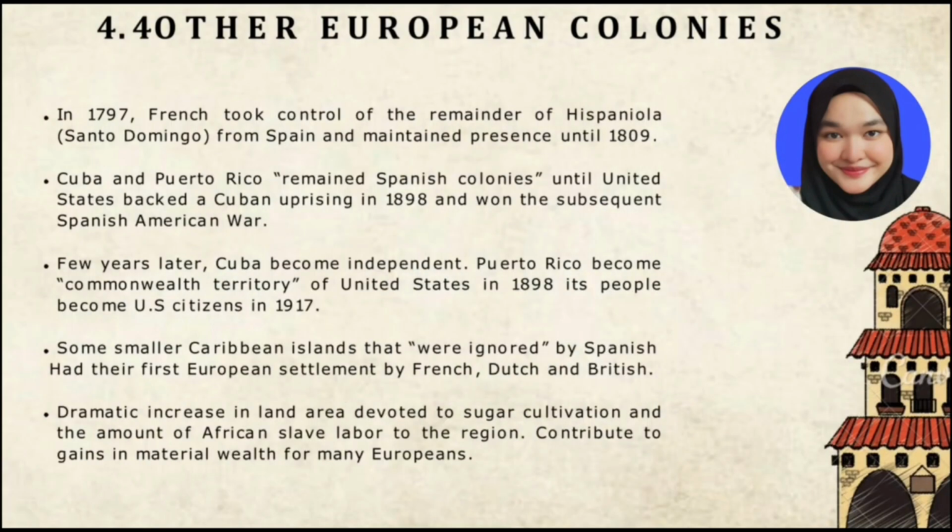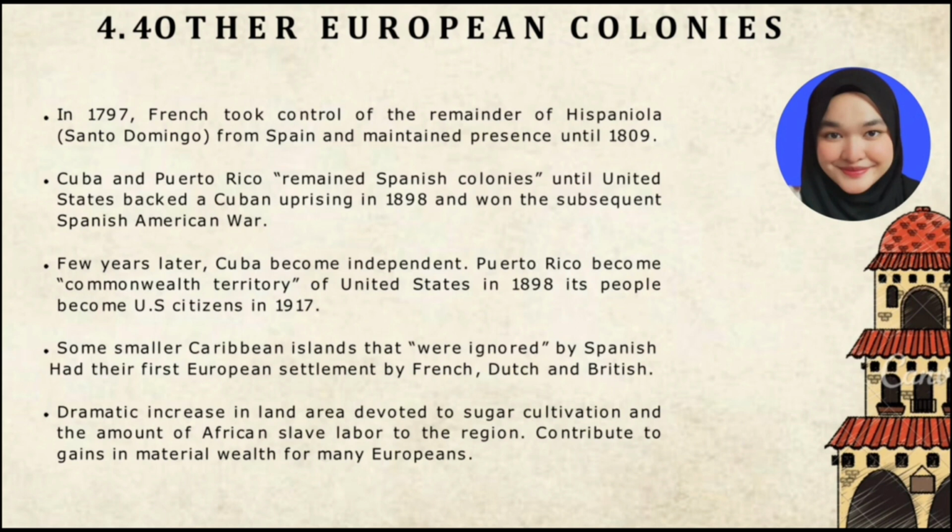In 1797, the French took control of the remainder of Hispaniola, Santo Domingo, from Spain and maintained a presence until 1809. Cuba and Puerto Rico remained Spanish colonies until the United States backed a Cuban uprising in 1898 and won the subsequent Spanish-American War. A few years later, Cuba became independent. Puerto Rico became a commonwealth territory of the United States in 1898. Its people became U.S. citizens in 1970.